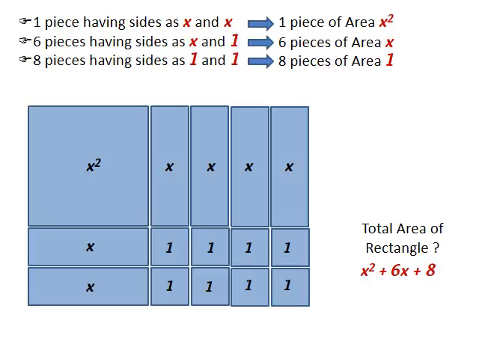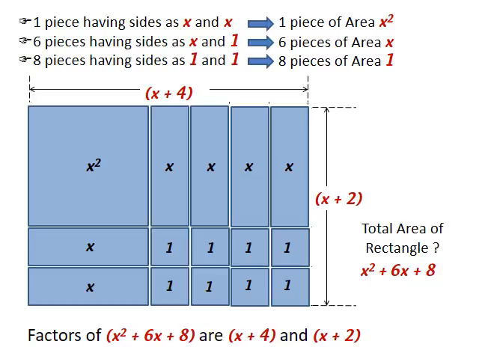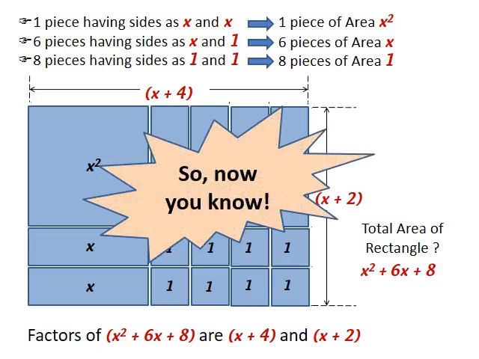It is x square plus 6x plus 8 ones. And the factors of this: x plus 1 plus 1 plus 1 plus 1, which is x plus 4, and x plus 1 plus 1, which is x plus 2. So the factors of x square plus 6x plus 8 are x plus 4 and x plus 2. So now it is believable, right? So now you know how to find the factors of a quadratic expression.